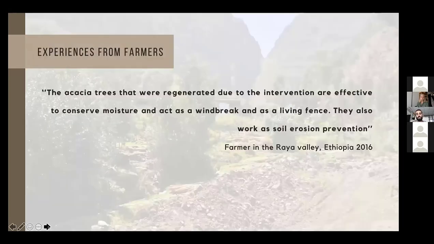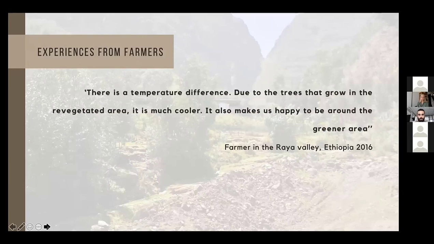The acacia trees that were regenerated due to the intervention are effective to conserve moisture and act as a windbreak and as a living fence. So that's that multifunctionality. They also work as soil erosion prevention. And this was in 2016 in the Raya Valley. And another quote: there is a temperature difference. Due to the trees that grow in the revegetated area, it is much cooler. It also makes us happy to be around the greener area. So this is an interesting concept as well. Maybe we have an internal microclimate that's also positively influenced by vegetation, but that's a whole other topic. Anyway, next slide.